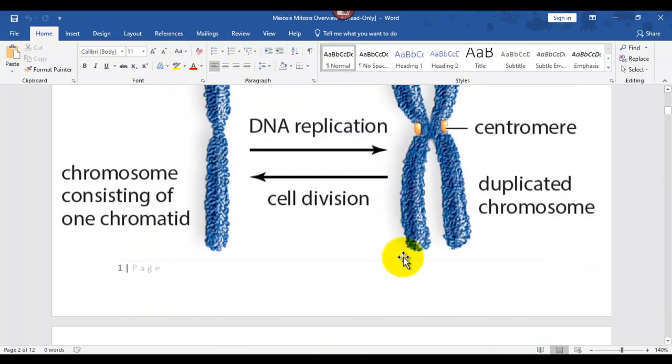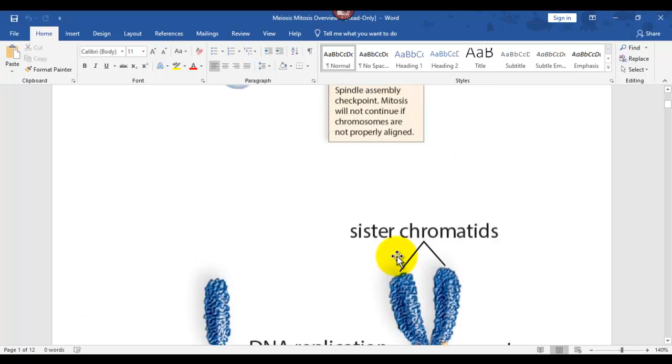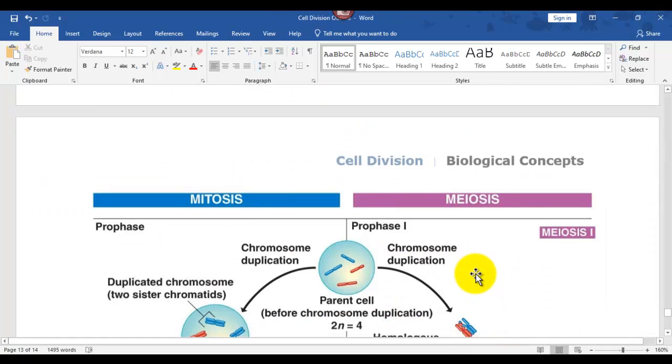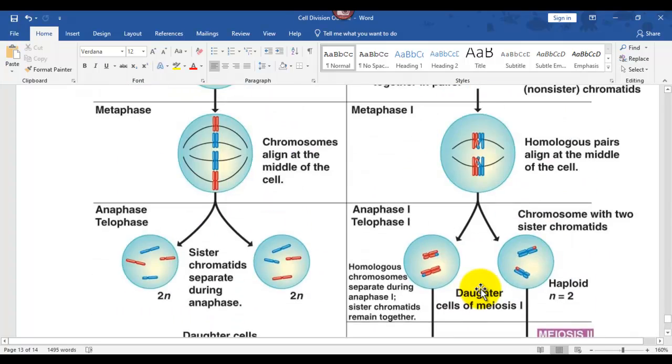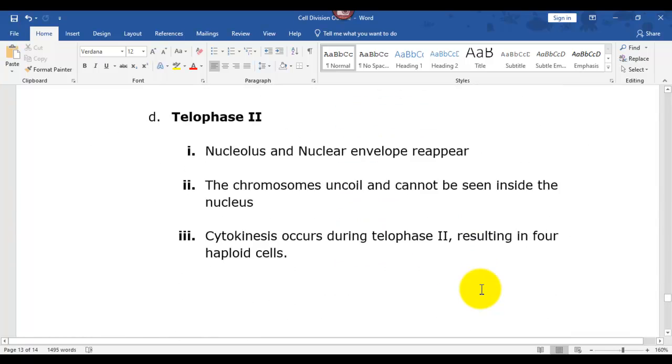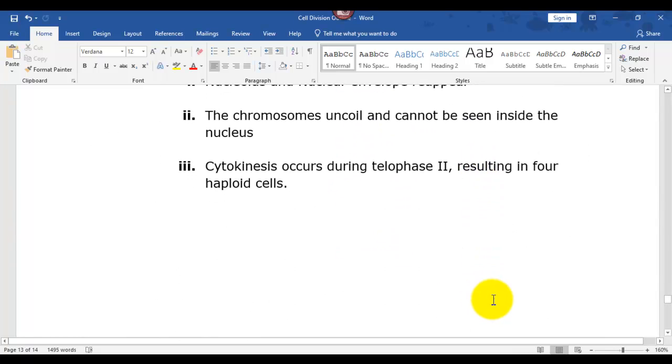But okay. All right. I'm going to stop it there because we've run out of material. But that is kind of an overview of mitosis and meiosis.